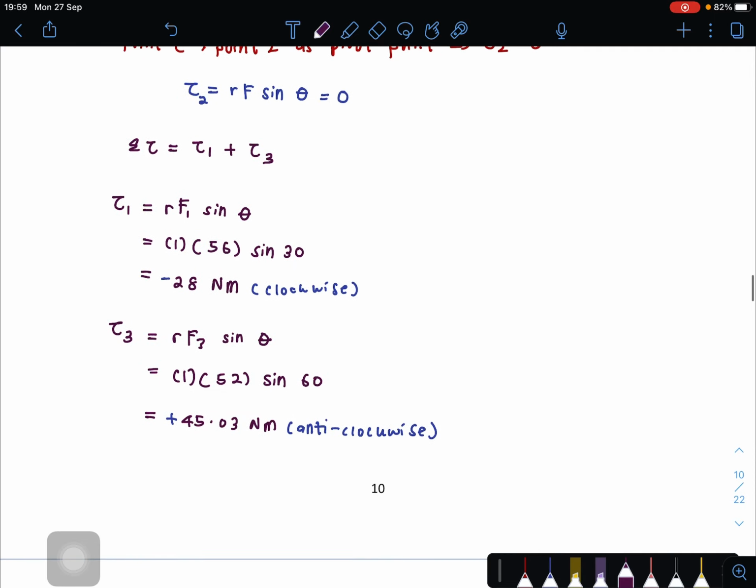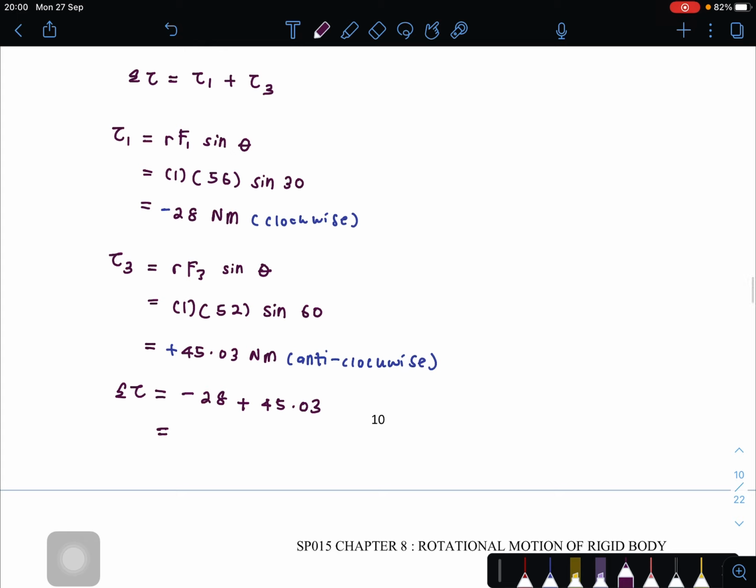So now, add as usual. The sum of the torque is negative 28 plus 45.03, which is equal to 17.03 Newton meter. So we get positive, which means it is anti-clockwise.